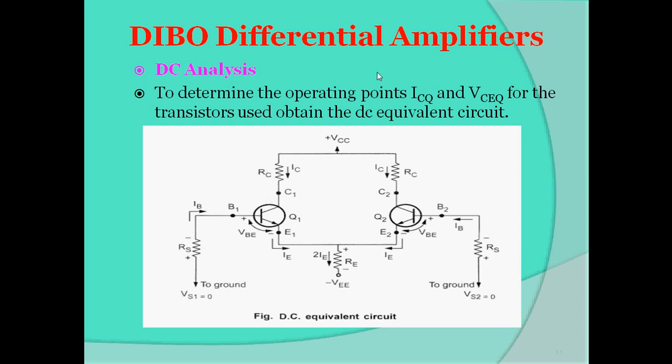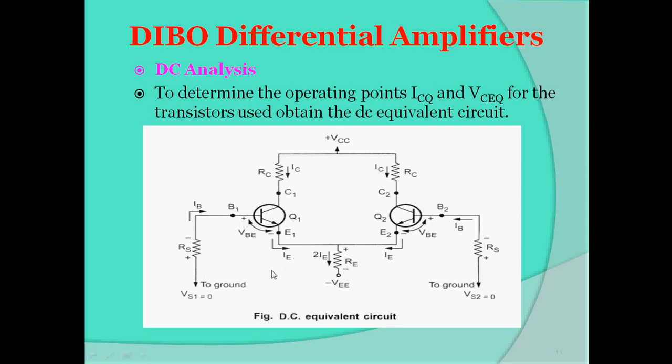So in this circuit we can find out the operating points for Q1, that is, this half circuit we can also consider here. Whatever is the operating point of Q1 will be the operating point of Q2. Now apply the KVL to the input loop of transistor Q1.